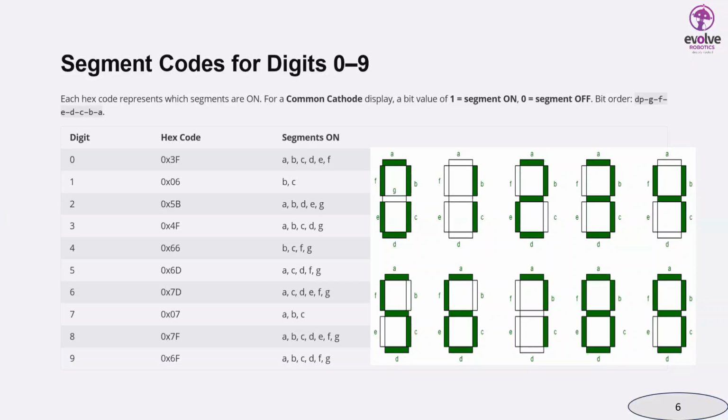We understood that each digit from 0 to 9 has a unique code. These codes are stored in an array inside the program. Now, let's understand the program used to display.